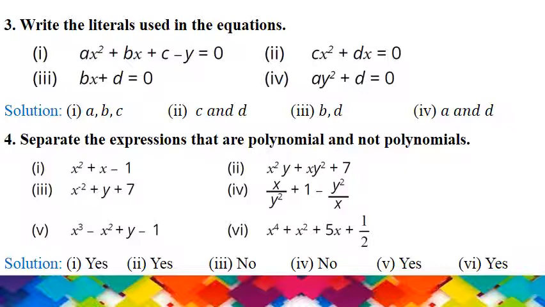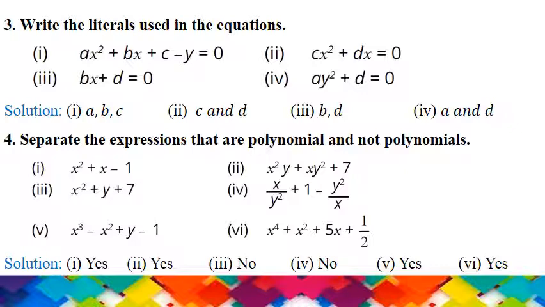In the second one, cx square plus dx is equal to 0. In this, c and d are literals. In the third question, bx plus d is equal to 0. So the literals used in this question are b and d. And in the last one, ay square plus d is equal to 0. So in this question, a and d are the literals.